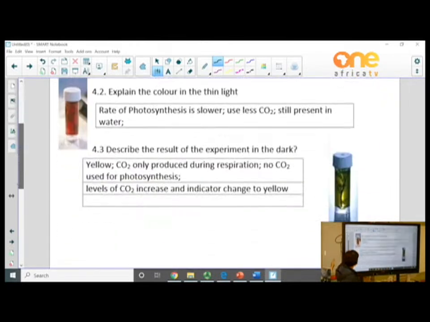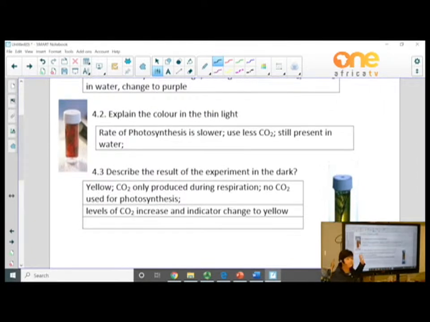So there is a small amount of carbon dioxide present, and it is reddish. And then in the dark, it is bright yellow. Carbon dioxide is being produced during the process of respiration. I know we did not yet study respiration, but in your previous grades you know about respiration. So no carbon dioxide is used for photosynthesis. So the carbon dioxide increased in that indicator, and therefore it changed to yellow.